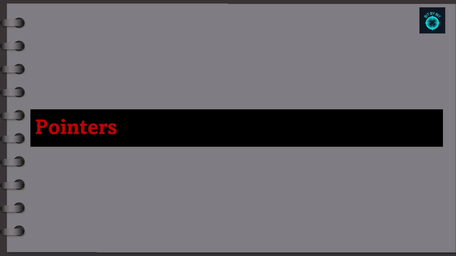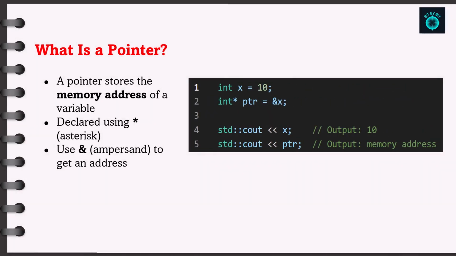Pointers. What is a pointer? A pointer is a variable that stores the memory address of another variable. To declare a pointer, use the asterisk symbol, written as star. To get the address of a variable, use the ampersand symbol, written as and. In this example, the variable x has the value 10. We create a pointer named ptr and store the address of x in it using &x. Printing ptr will show the memory address where x is stored, like 0x61FE1C. This address may look different on your computer.